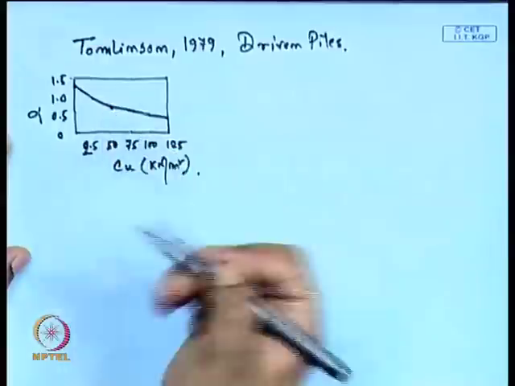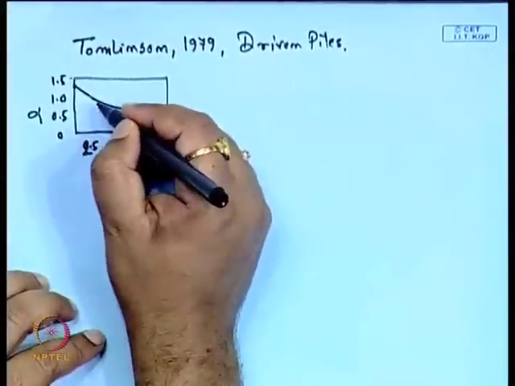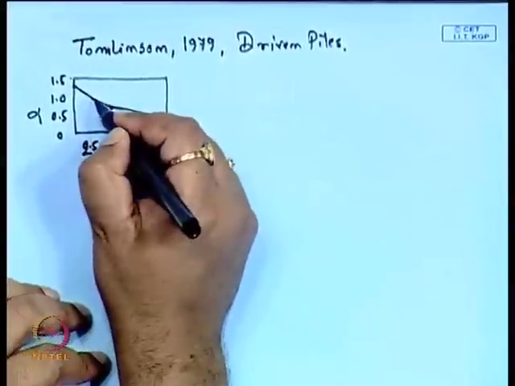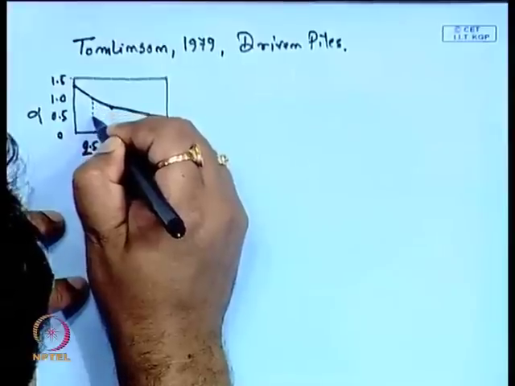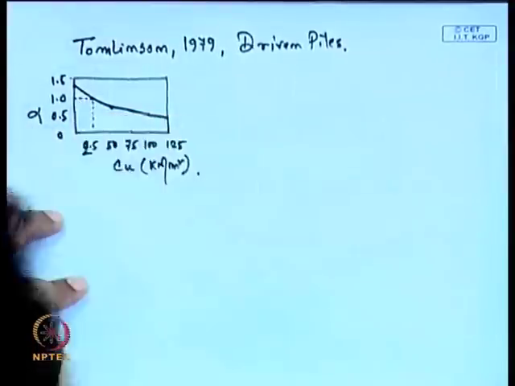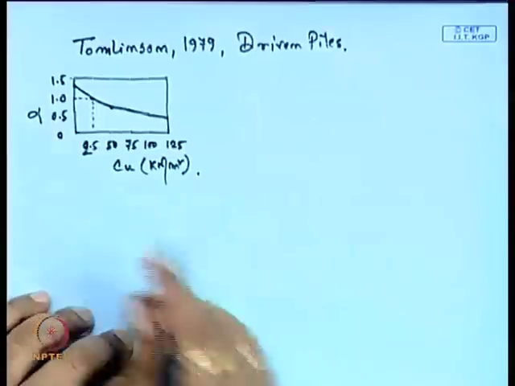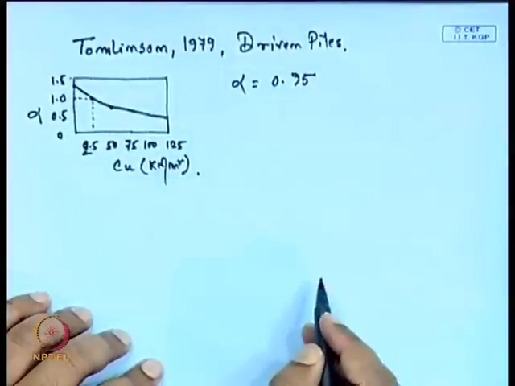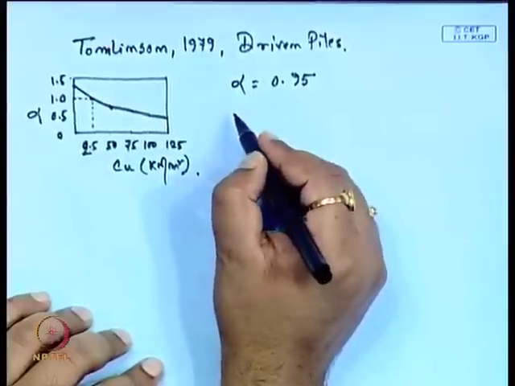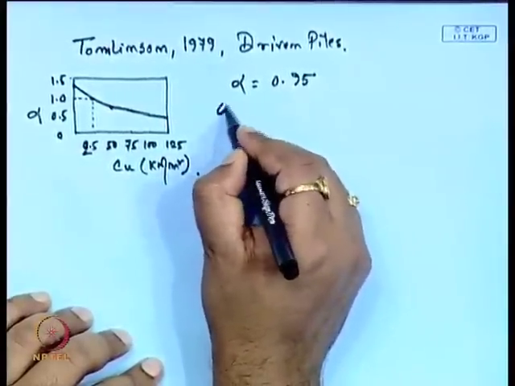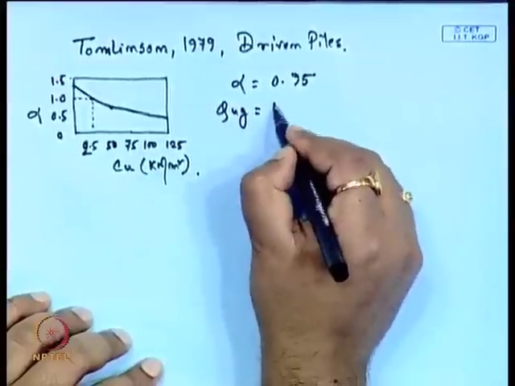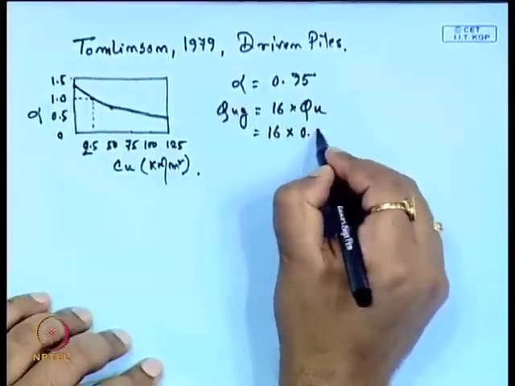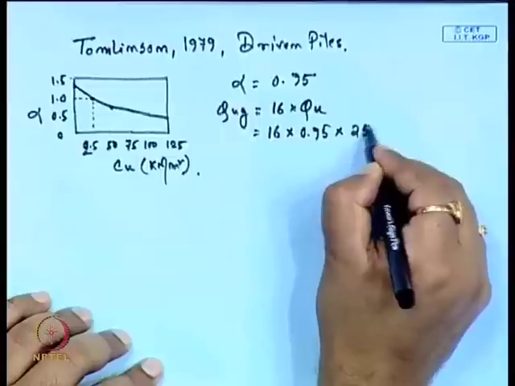From here we can determine the value of alpha corresponding to 25, because our C_u value is 25 kilonewton per meter square. So, what will be the value of alpha corresponding to 25 kilonewton per meter square? We can calculate that this alpha is coming 0.95. So, we can calculate the value of Q_ug in terms of 16 into Q_u.